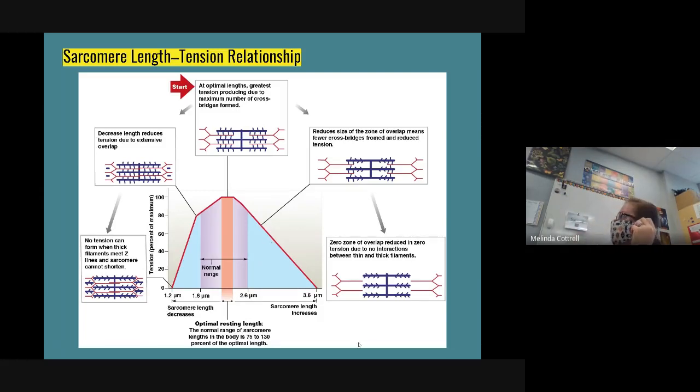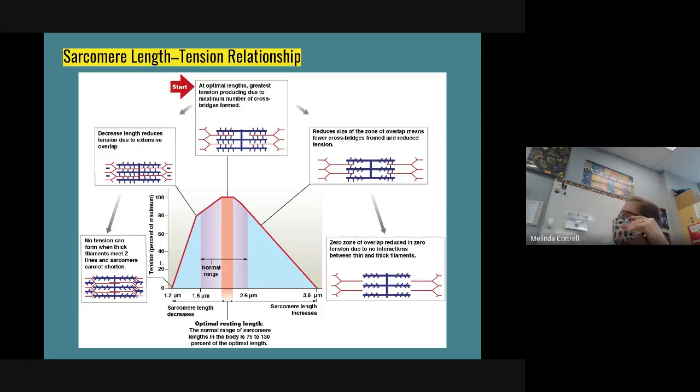If you look on the other side, you can see if you overshoot the lengthening. So you see these lengthening. Here as we go down, reduce the zone of overlap. See, this is the zone of overlap for the actin and myosin. So there's fewer cross bridges that can form. Then we come back down to the 0 zone of overlap, so there's no tension at all.